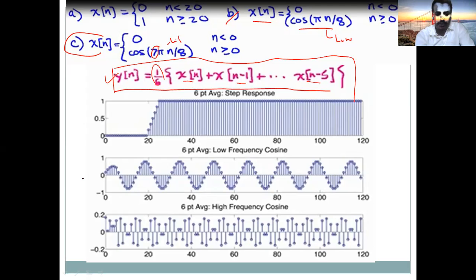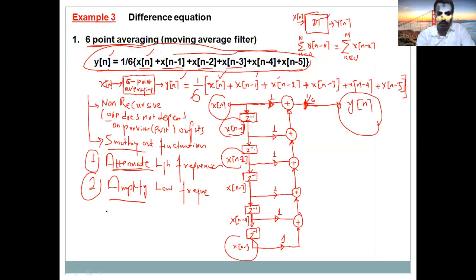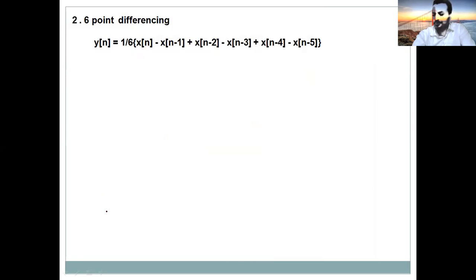So you see on the result, this low frequency signal has amplitude 1, but part C, the high frequency signal, has amplitude of only what? 0.2. So what do we understand? This system amplifies low frequency signals but attenuates high frequency signals. What do we call this system? 6-point averaging filter system.